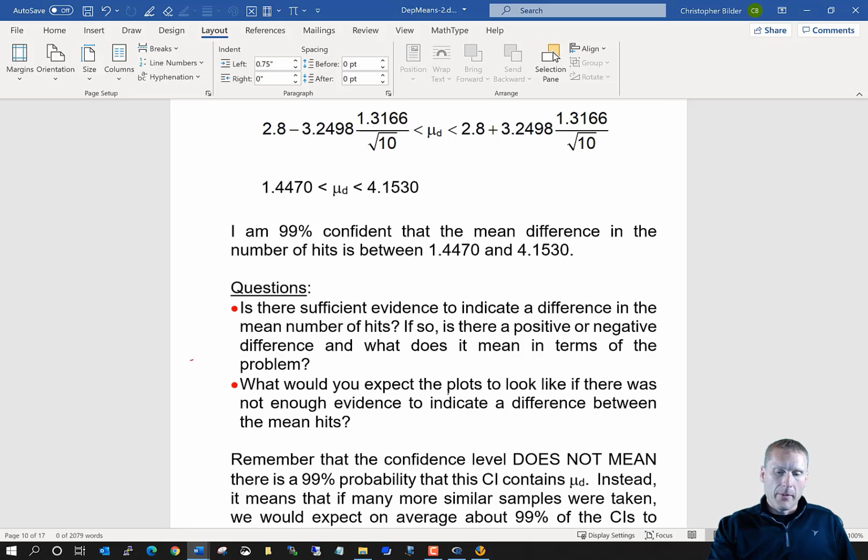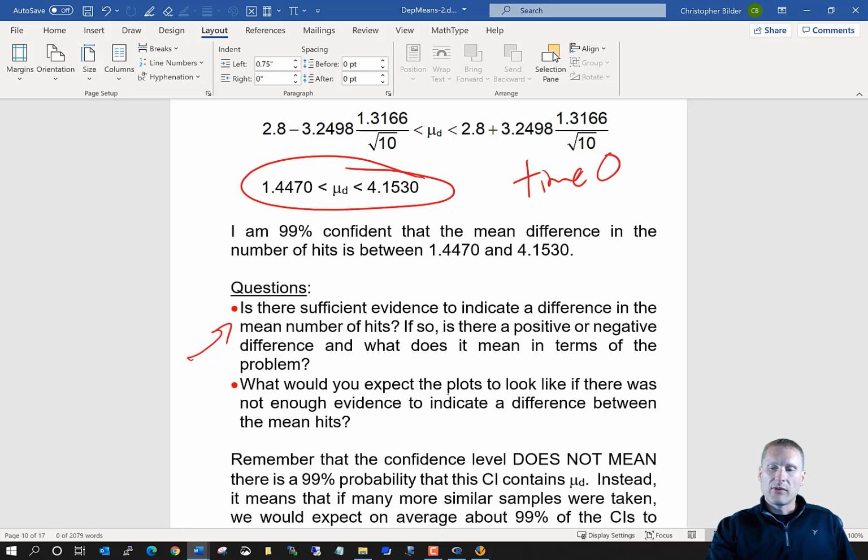So, some questions then. Is there sufficient evidence to indicate a difference in the mean number of hits? Yeah, there is. Notice the difference is always positive. And again, since I'm taking time 0 minus time 4 to find these differences, that means time 4 is lower than time 0. Something's happening here. Maybe one's alertness, or ability to make these judgments, is decreased for some reason from taking this drug.